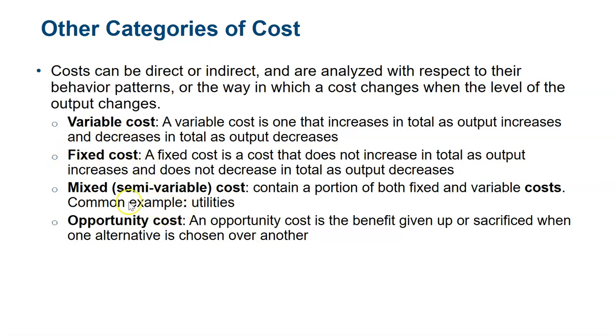And then we have this unique type of cost here, opportunity cost. I want to circle back around to what we talked about at the beginning of the chapter as far as decision making and alternative one versus alternative two. It says an opportunity cost is the benefit given up or sacrificed when one alternative is chosen over another. And a really good example of that, particularly for full-time, residential college students.